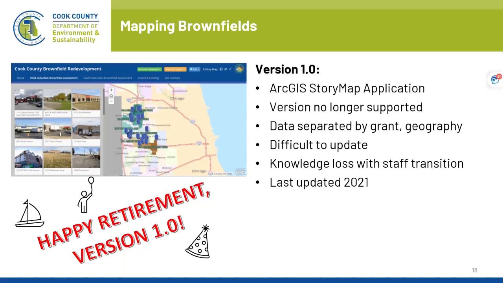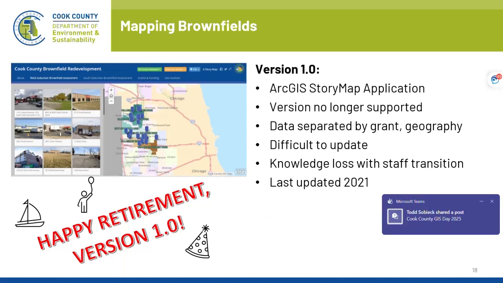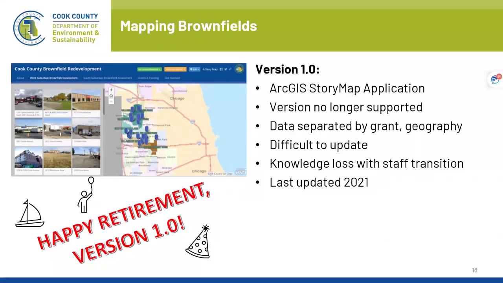Version 1.0, like I said, we had to retire this version. It was no longer supported, and we didn't really like how it displayed data. It was sort of separated by geographic region, by grant, and we wanted everything consolidated into one map. It was last updated in 2021, so we needed something new.